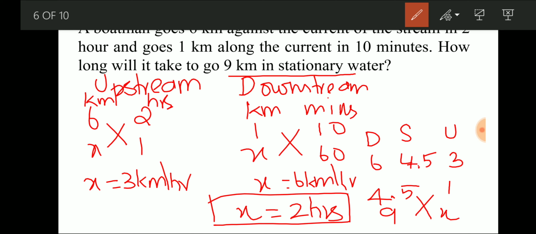Again, I can explain this concept. Upstream speed: the boat travels 6 kilometers in 2 hours, so in 1 hour it can travel 3 kilometers per hour. Downstream speed: 1 kilometer it travels in 10 minutes, so in 60 minutes it travels 6 kilometers per hour. So it's very obvious. Downstream speed is 6, upstream speed is 3, then still water speed is 4.5. So at 4.5 kilometers per hour, for 9 kilometers, how long does it take? It takes 2 hours. A very simple technique.